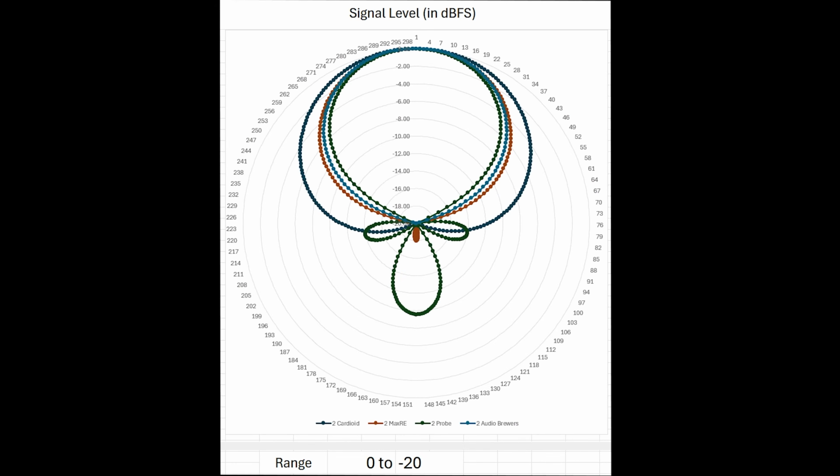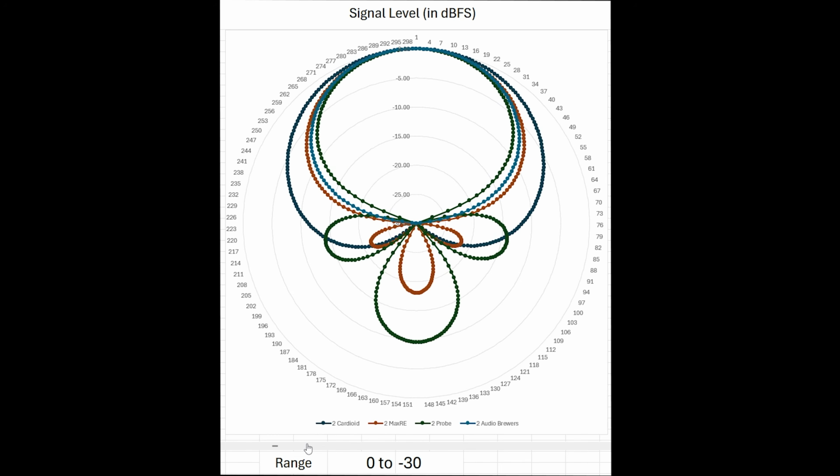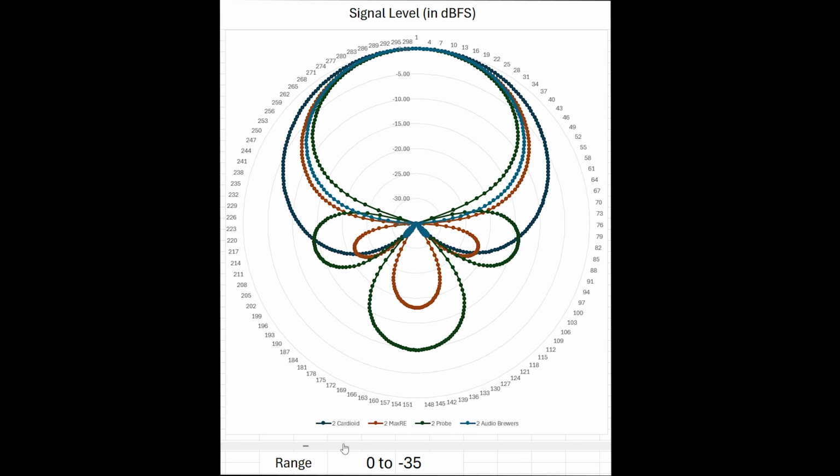So in second order, let's just go a little bit deeper in the signal. Right now we are in a range of 20 decibels. Let's just go to 25. Or how about going to 30 decibels? Maybe 35. How about 40? Okay, let's just stop there.